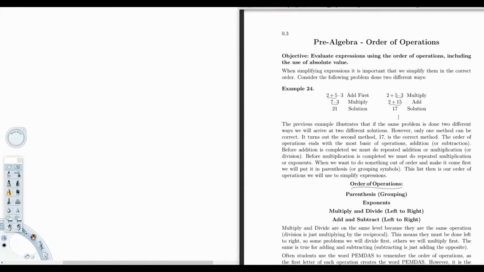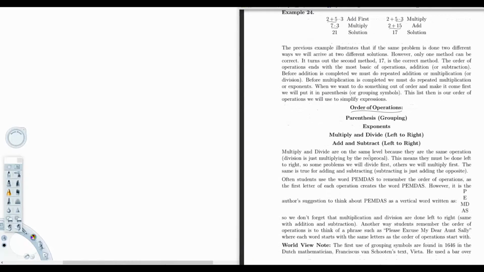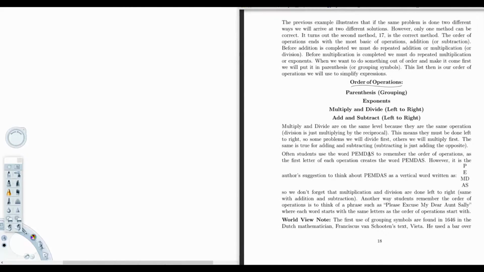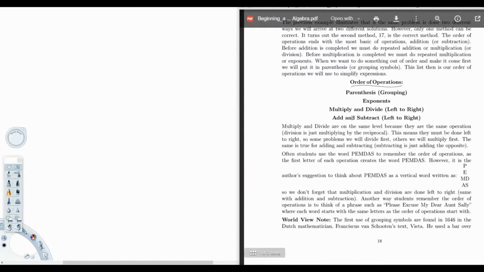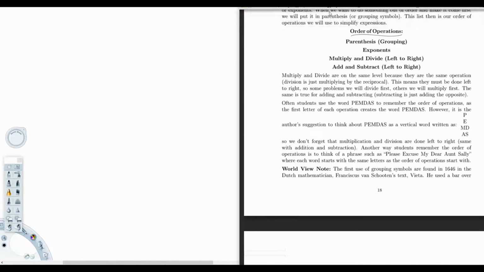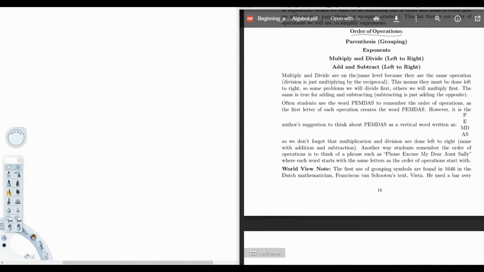So the order of operations are as such. First, you do the parentheses, then you do the exponents, then you multiply and divide left to right, and then you add and subtract left to right. That left to right is very important, by the way. Multiply and divide are on the same level because they are the same operation. Division is just multiplying by the reciprocal.